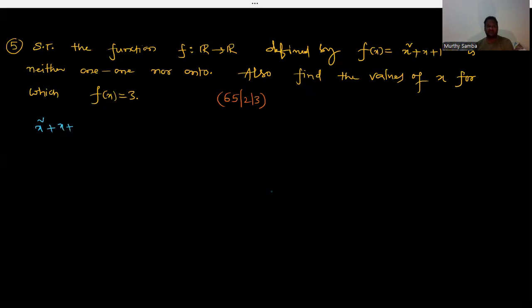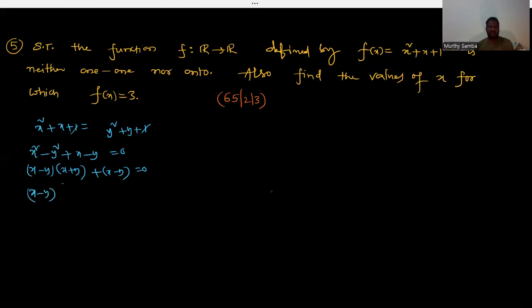To show it is not 1 to 1, let us go with checking for a 1 to 1 function. x square plus x plus 1 is equal to y square plus y plus 1. Again, 1 and 1 get cancelled. When you transpose them, x square minus y square plus x minus y is equal to 0. Here you can write it as x minus y times x plus y, plus x minus y is equal to 0. So you can take x minus y common out. After that, here you get x plus y plus 1 is equal to 0.